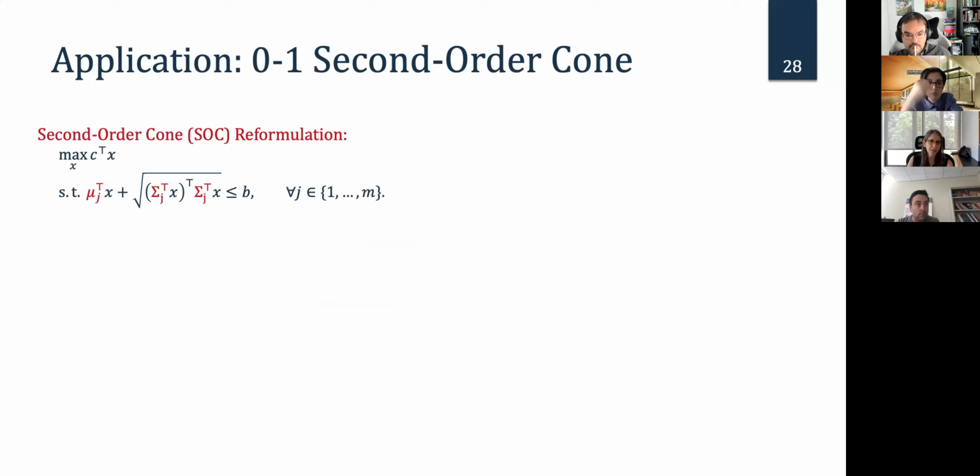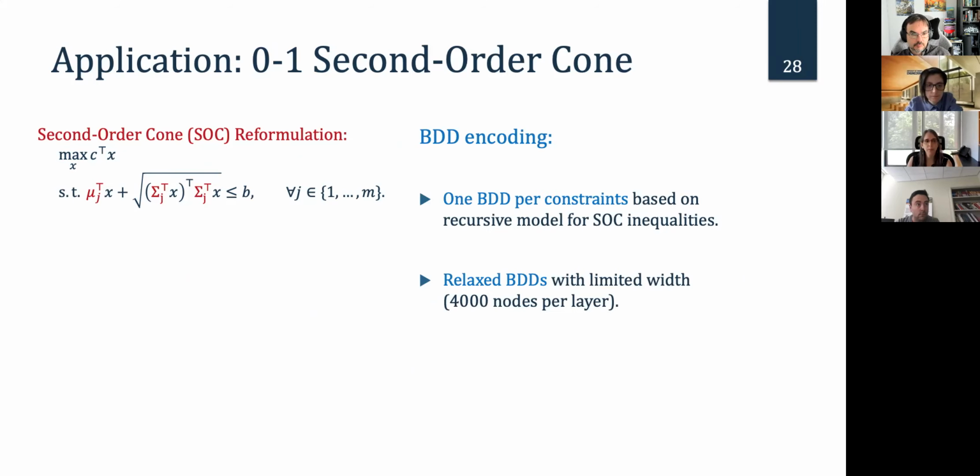Our application, this is from our paper. We focus on second-order cones that are usually quite challenging for commercial solvers, even though simplex and Gurobi can solve these problems. They are not that efficient doing so. What we do is that we have a linear constraint and a lot of second-order cone constraints, and we're going to have one BD for each constraint.